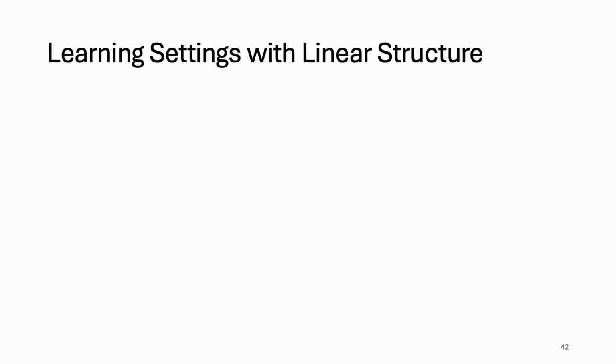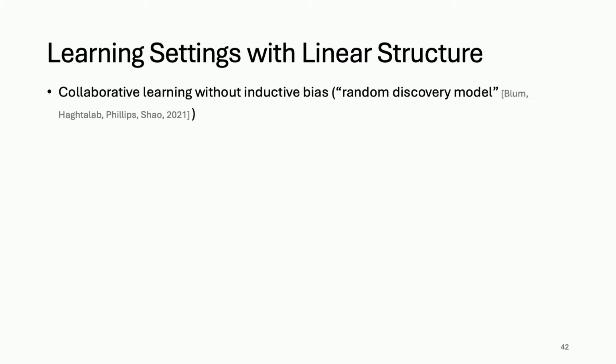And this linear structure sounds a bit abstract, but it still captures some structure of collaborative learning without inductive bias. So what do I mean by no inductive bias? In the first work, when we talked about collaborative learning, we assumed there is a hypothesis class, and the labeling function is in the hypothesis class. And here we just consider that the labeling function can be anything.